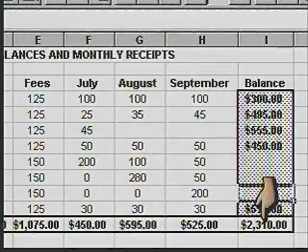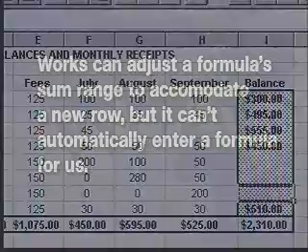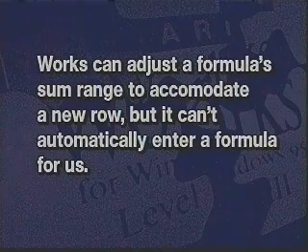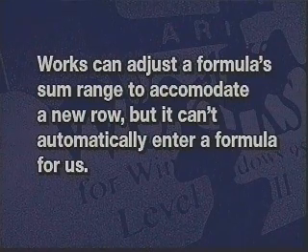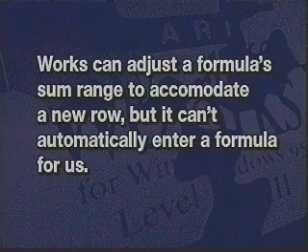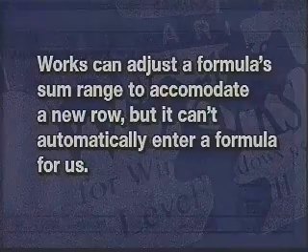Why is that, Professor? It actually is pretty simple, Suzanne. The outstanding balance total formula relies on sums produced from other formulas. More specifically, the formulas that calculate each client's outstanding balance. Works can adjust a formula's sum range to accommodate a new row, like it did for the invoice total, but it can't automatically enter a formula for us. That type of operation is for the fill commands.